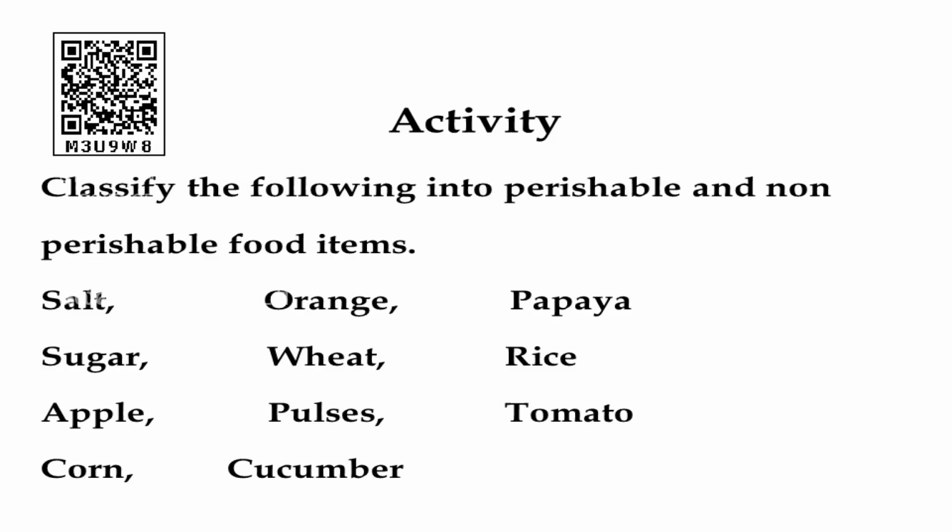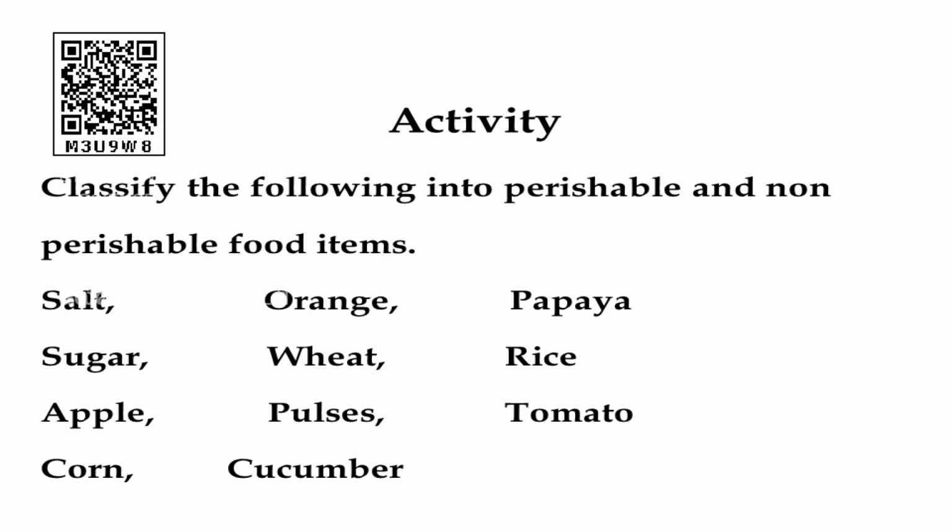Okay. So now here is the task for you, children. Now you are going to classify what is perishable and non-perishable food items. Here the list is given. I will read out the names. Now you tell me what is perishable and non-perishable food. Salt, orange, papaya, sugar, wheat, rice, apple, pulses, tomato, corn, cucumber.